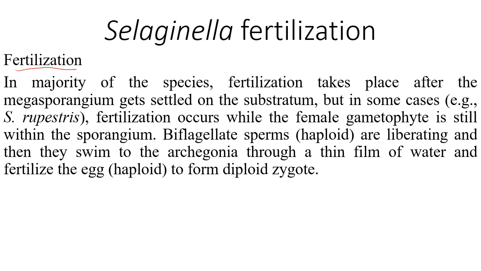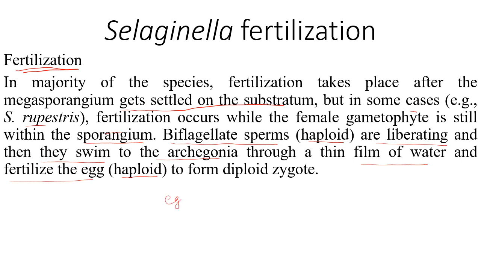Now we'll have a look at fertilization. In the majority of the species, fertilization takes place after the megasporangium gets settled on the substratum, but in some cases like Selaginella rupestris, fertilization occurs while the female gametophyte is still within the sporangium. Biflagellate sperm, which is haploid in nature, are liberated, and then they swim to the archegonia through a thin film of water and fertilize an egg, which is also haploid.